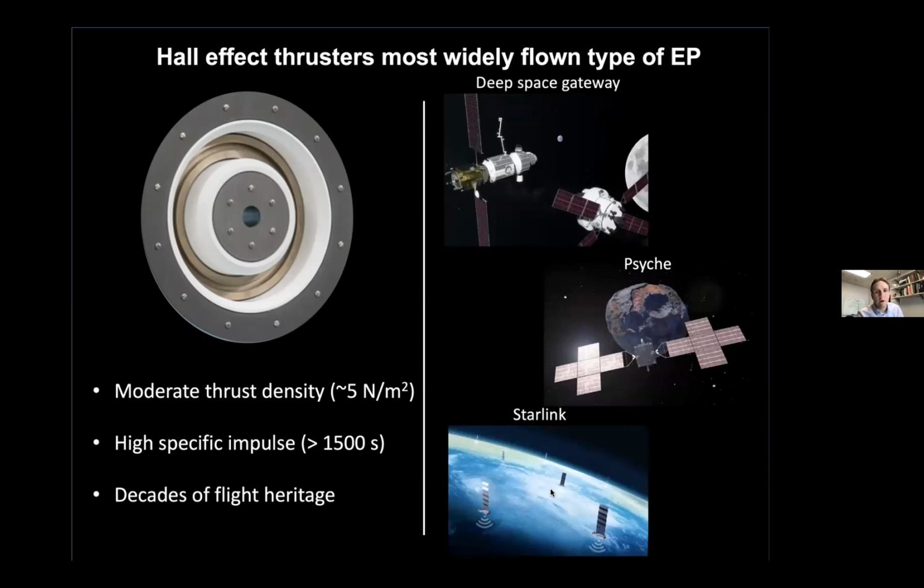Indeed, they're widely used for geostationary applications, for Starlink to do drag makeup, and they've been baselined for some upcoming robotic missions, including Psyche, a mission to a protoplanet that's meant to launch in the next year, and the Deep Space Gateway, which is intended to be a space station anchored around the moon.